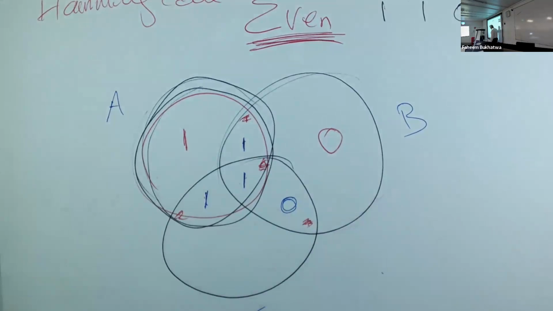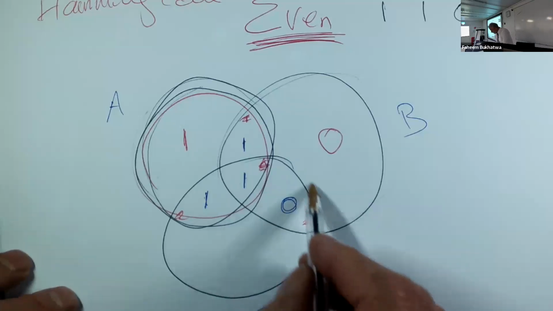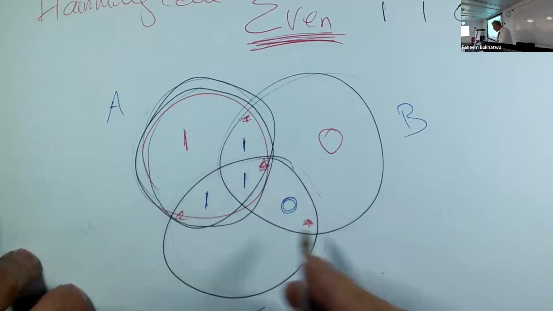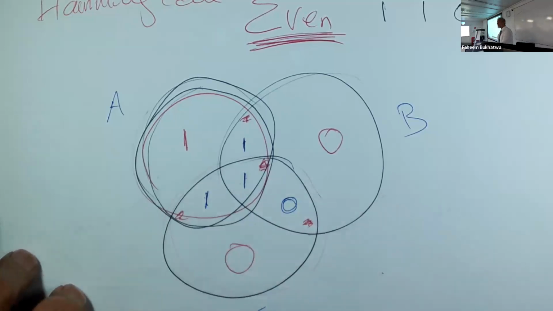All right, and then now area C. Looking at area C, any idea? What do you think? Area C has, how many bits does it have that have the value 1? It has 2 bits, and therefore we add a parity bit 0. So that's how Hamming code starts.